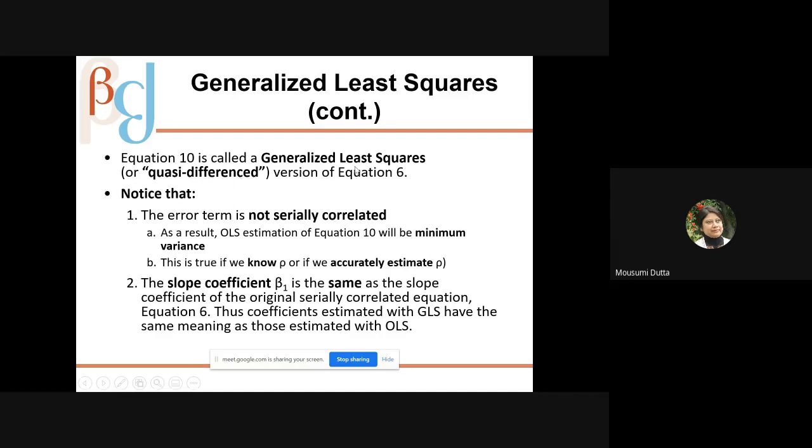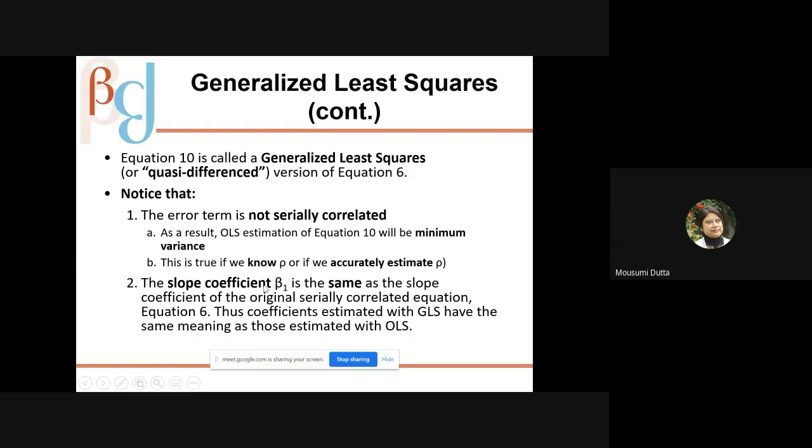Equation 10 is called the generalized least squares or quasi-differenced version of equation 6. And already we noted that the error term is not serially correlated. As a result, OLS estimation of equation 10 will be minimum variance. This is true if we know rho or if we accurately estimate rho. So this part is true if and only if we know rho, somehow we have some knowledge about rho, or if we can accurately estimate rho.